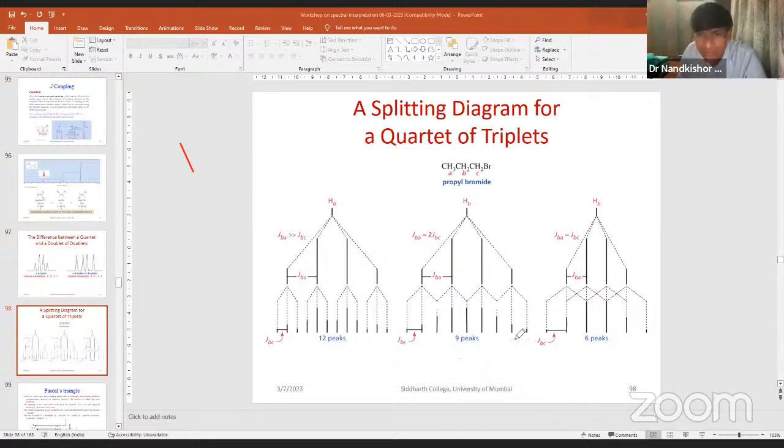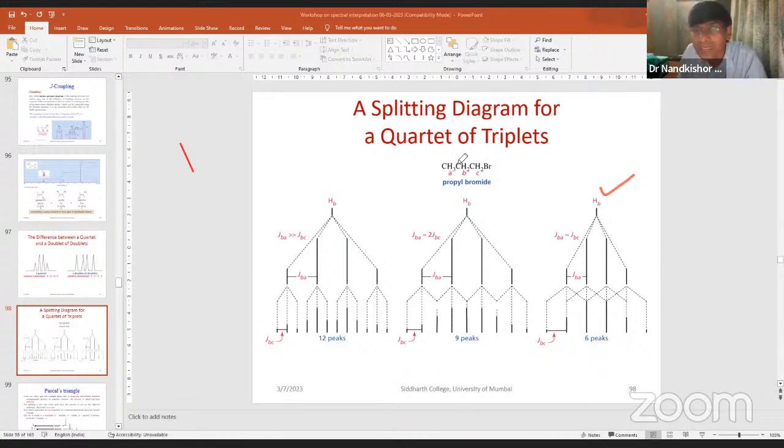Another thing, if the coupling constant is now the same, equal, like 10 for this and 10 for this, then what will happen? Half of the lines will overlap and you will have only 6 lines, and that 6 line pattern will be as per the first order n plus 1 equation, whereas this 9 line and 12 line pattern is considered to be a second order spectrum. Their appearance will be absolutely different, whereas the n plus 1 rule will be exactly applicable over here.